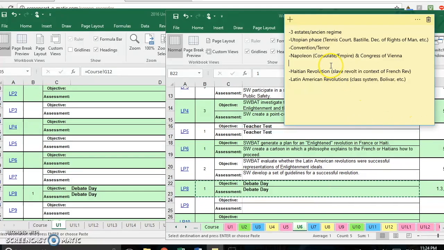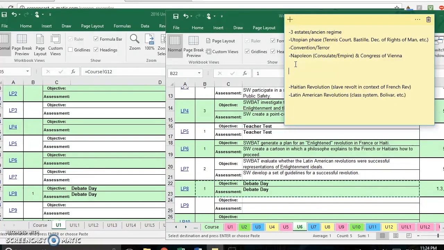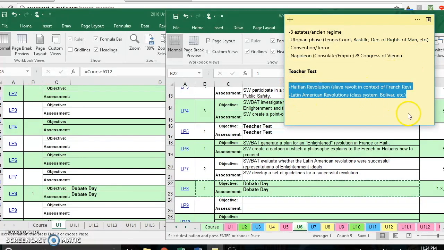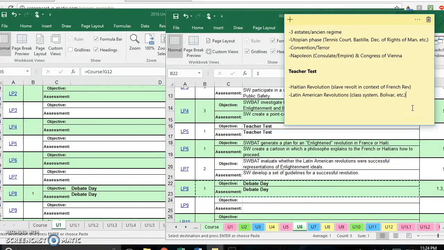So for this unit, I've decided that I'll put my teacher tests right here, so that the French Revolution is going to make up my A&I lesson plans, and the Haitian and Latin American revolutions are going to be my extending and refining. That's so that we can focus in on one revolution and evaluate it in depth in the first part of the unit. But there's also a historical reason for this. The Haitian and Latin American revolutions are inspired by the French Revolution, so it makes sense to build out from there.